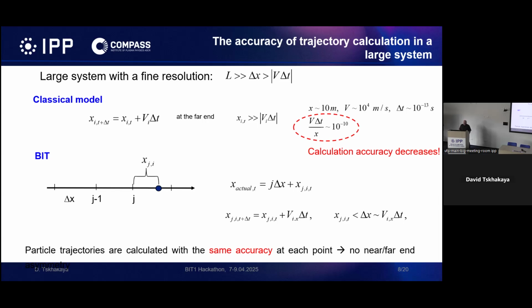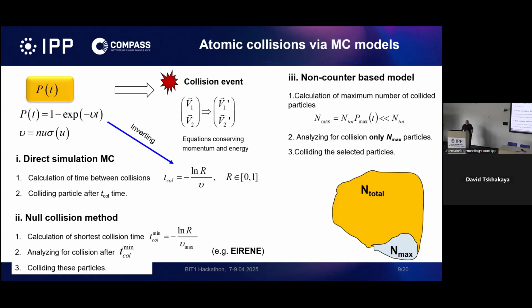What's happening in BIT1? BIT1 is optimized for each cell. BIT1 knows, because you have an index where a particle is sitting, and the maximum size of this parameter is 1. It's normalized. So it does not care if you are at the start of the system, where the actual distance is near zero, or at 200 meters, because 200 meters will be 200 cells plus this small distance, and the accuracy is the same. This keeps very high accuracy of the simulation, which is necessary for large systems with high accuracy simulations.